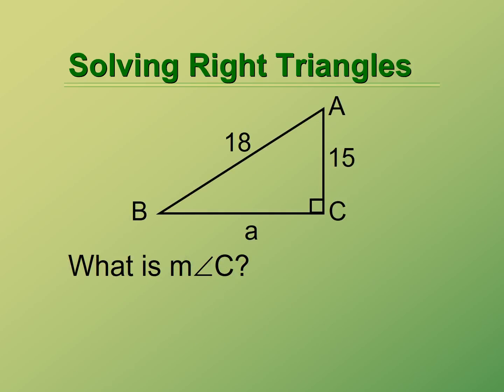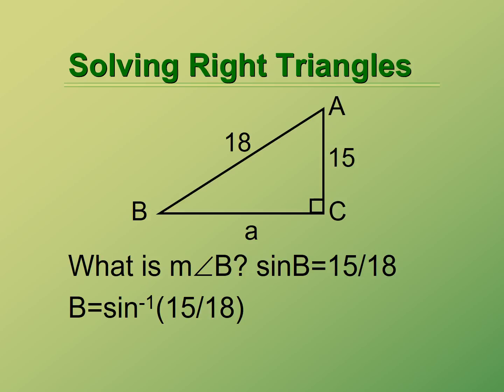All right, so let's do another example. We're going to solve this right triangle. For this right triangle, we're given 2 sides and no angles. However, we know this angle here, angle C, because it is a right angle, which means it is 90 degrees.